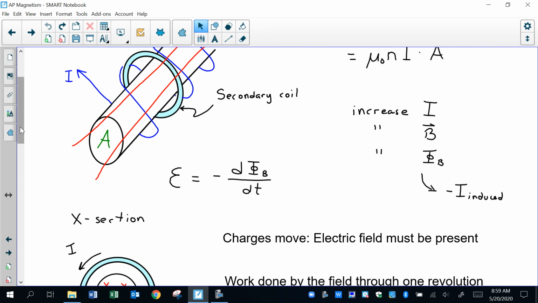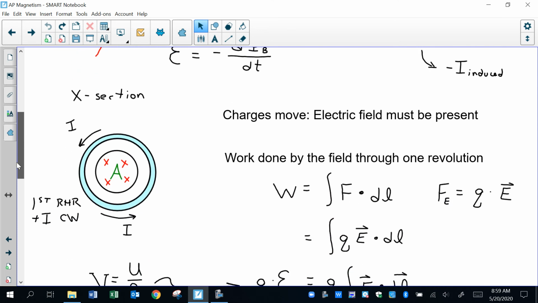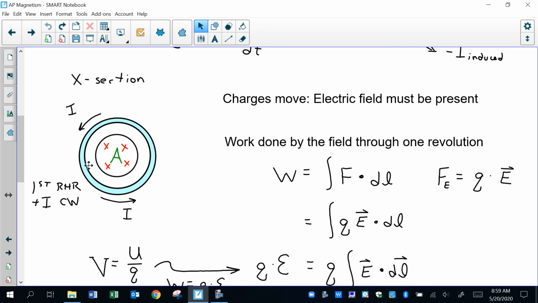If we look at this right here, there is the flux caused by our blue current. There is my cross-sectional area. We end up with a negative induced current.